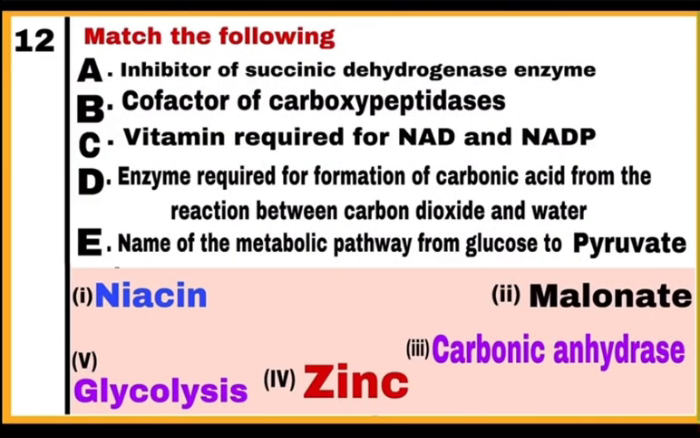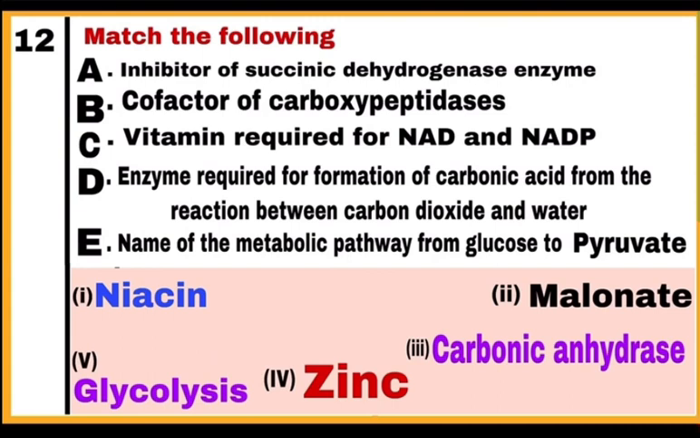Next, match the following. Here some information is given related with the enzymes and you have to match with appropriate terms given below. A. Inhibitor of succinic dehydrogenase enzyme. Malonate, which acts as an inhibitor of succinic dehydrogenase enzyme. It binds with active site of the enzyme and make the site unavailable to substrate succinate. So, it is the example of competitive inhibition.